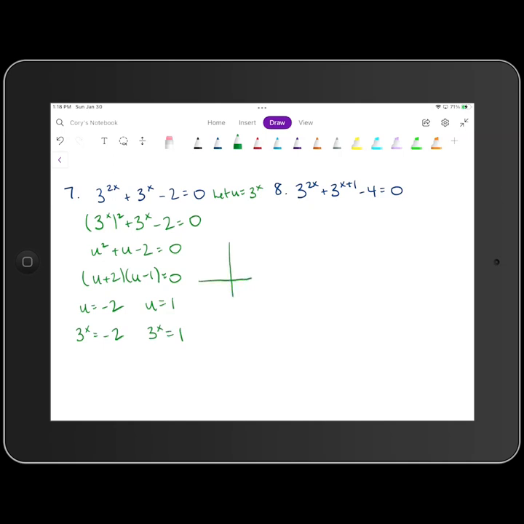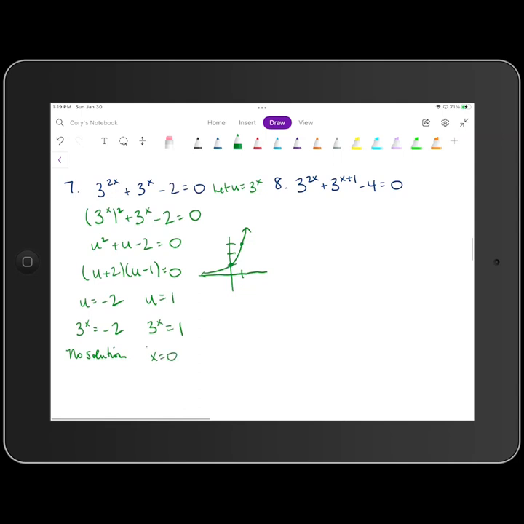If we think about the graph of 3 to the x power, we should know that graph contains two points: 0, 1, and 1, comma 3. Graphically, my curve looks like that. You should be able to look at that curve and know that it is never going to be negative. So 3 to the x power is never going to be equal to negative 2, so there's no solution to that part. 3 to the x power is going to be equal to 1 when x is equal to 0, so that is our only solution.